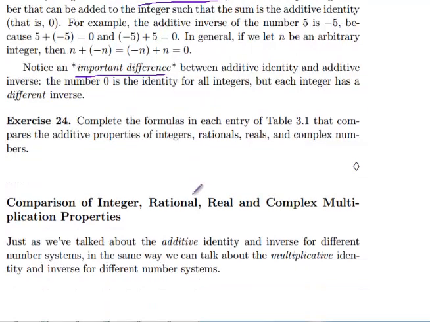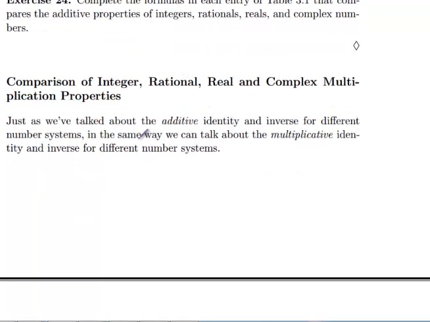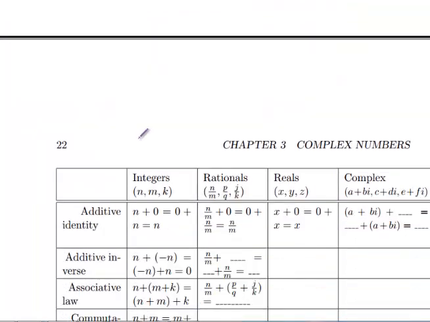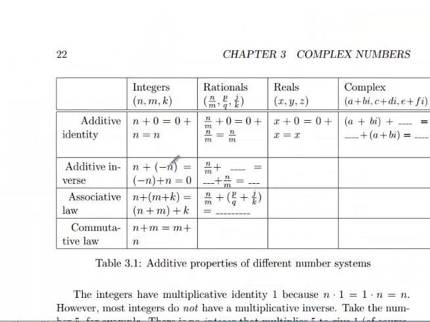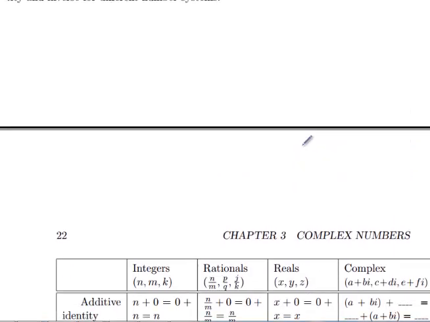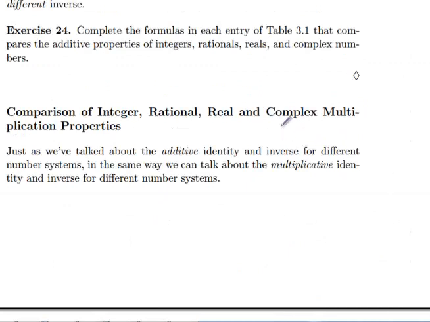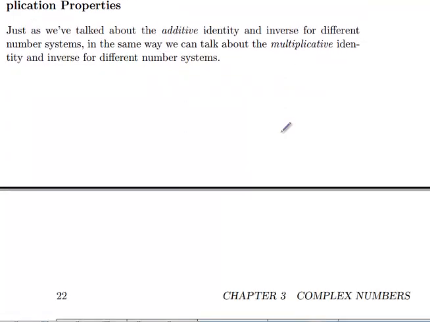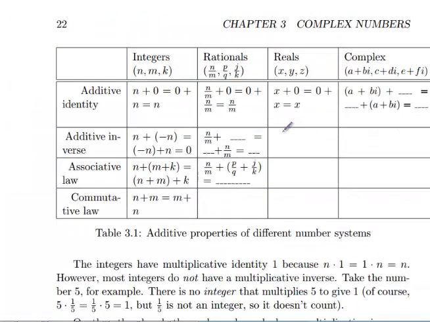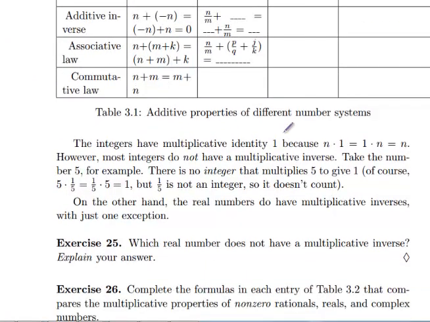So here, in exercise 24, there are some tables to fill in. And you have the associative law and the commutative law. So these are the properties of addition for these different number systems. In this exercise, you'll see the similarities between these 4 number systems. And with multiplication, we can do something similar. So I'm going to skip over that because it's really a parallel discussion.